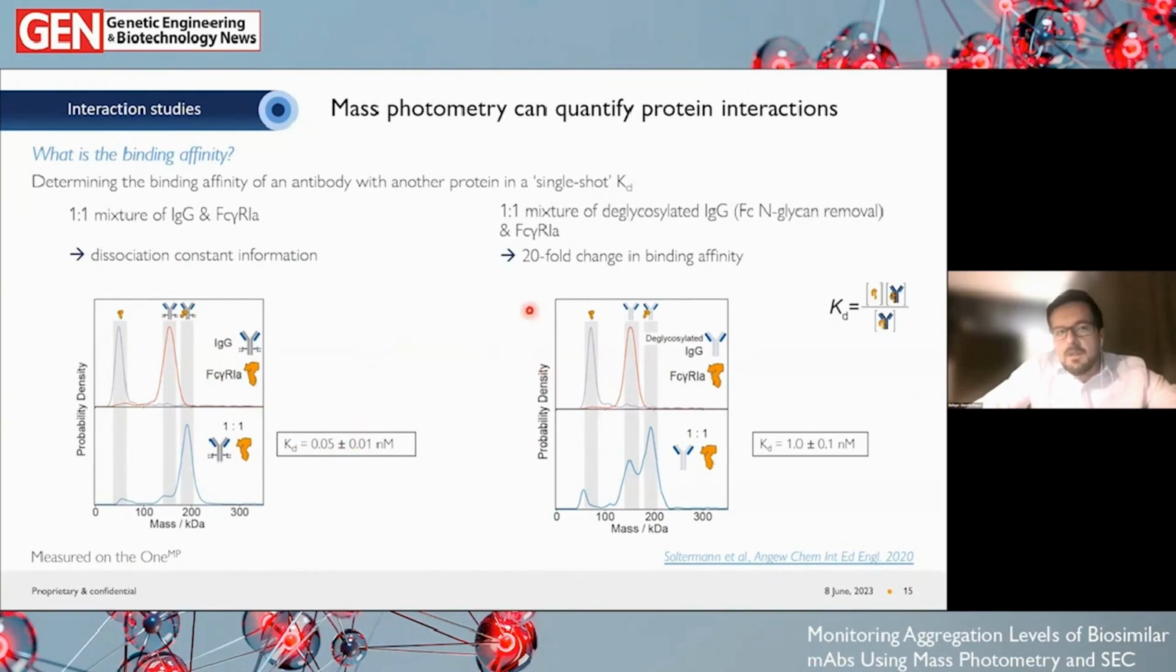If we then repeat this, but we remove the glycosylation of the Fc region of the IgG, so in this case, just removing the N-glycans, what we then notice is that there is a difference now. So there's a 20-fold change in binding affinity. By removing the glycans from the Fc region, this has actually led to a weakening of the binding interaction between the antibody and the Fc receptor, as we can see here. And from this change, we're able to extract the dissociation constant just by the varying proportions of the different complexes that we see.